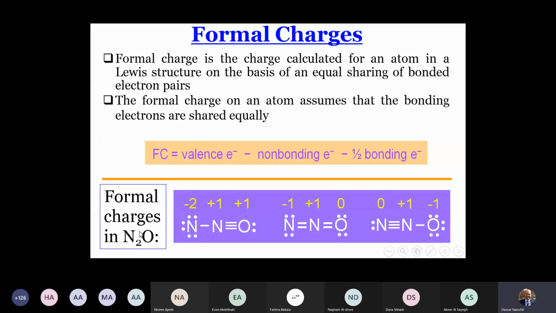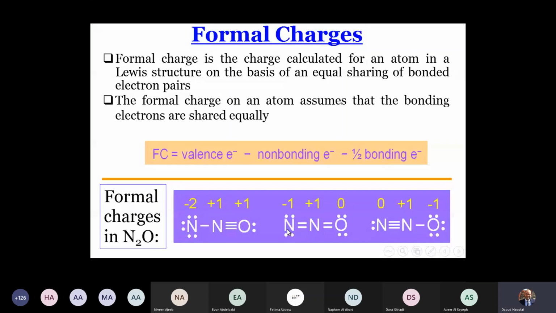The formal charge of the oxygen is 6, the valence electrons, minus 2, the non-bonding electrons, minus 3 bonds, or minus 6 over 2. This is the same. So we have 6 minus 2 minus 3 equal to plus 1. In the same way, we calculate the formal charges of all atoms in the second structure.